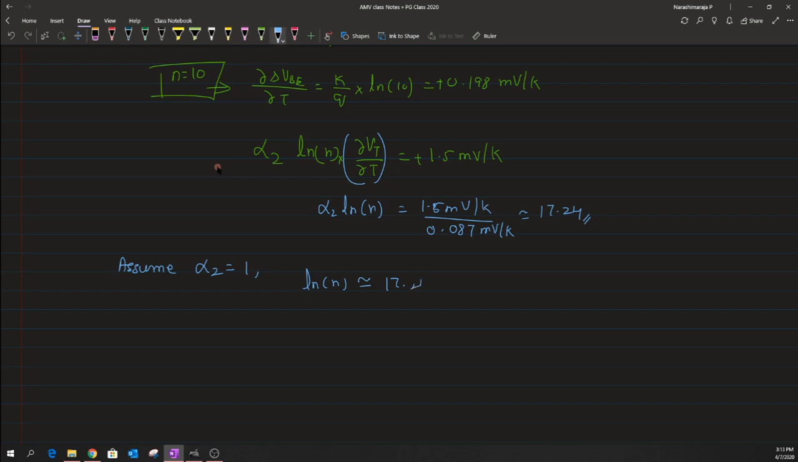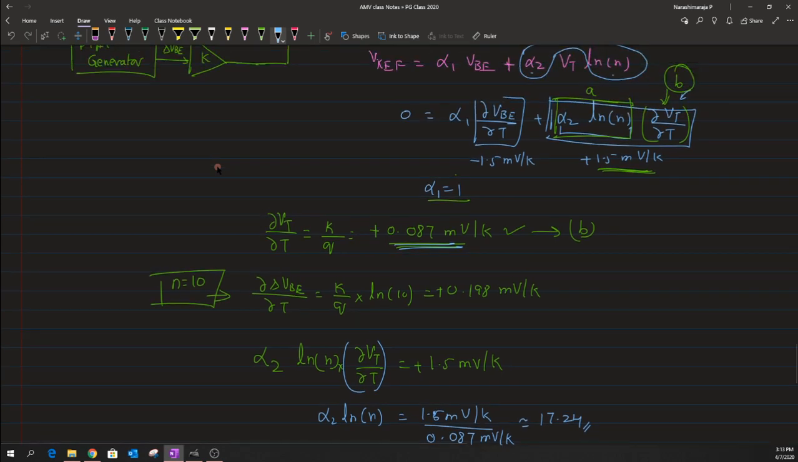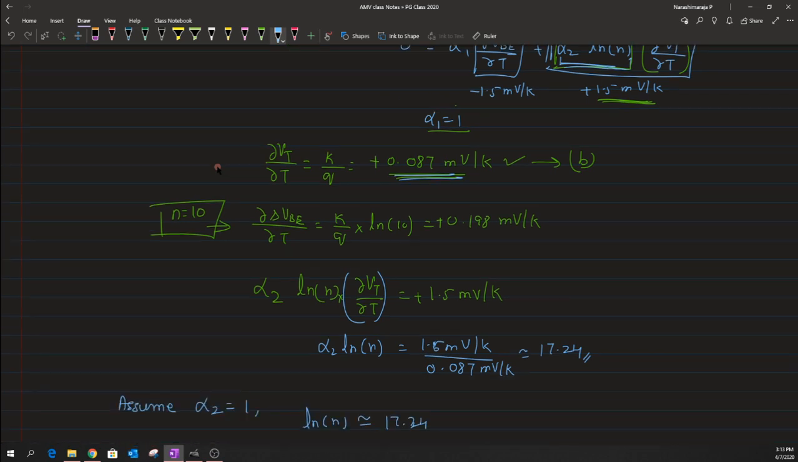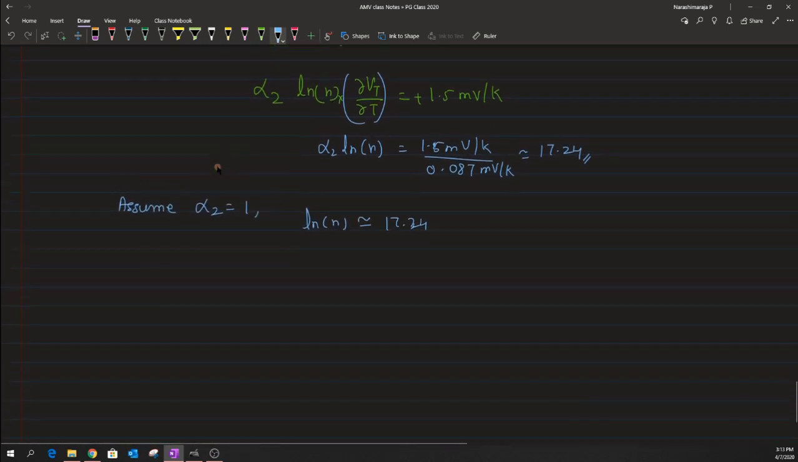Okay, and this is what we wanted, this is the quantity that we want to have across this ln of n, such that when I substitute this value onto this expression, the product of this a and b will end up having this 1.5 millivolt per Kelvin. Okay, so hope that you are clear.